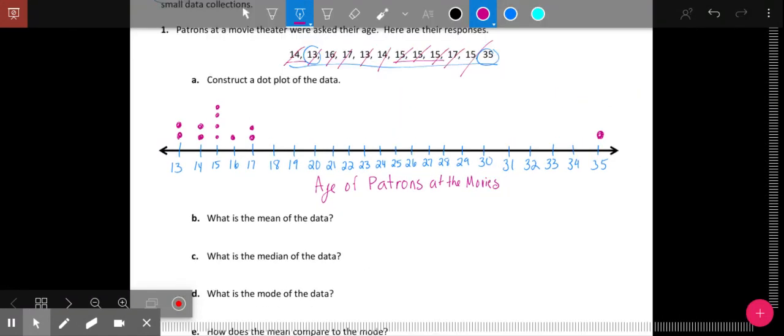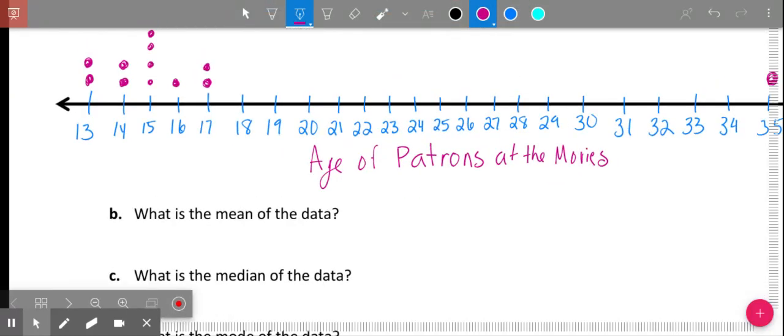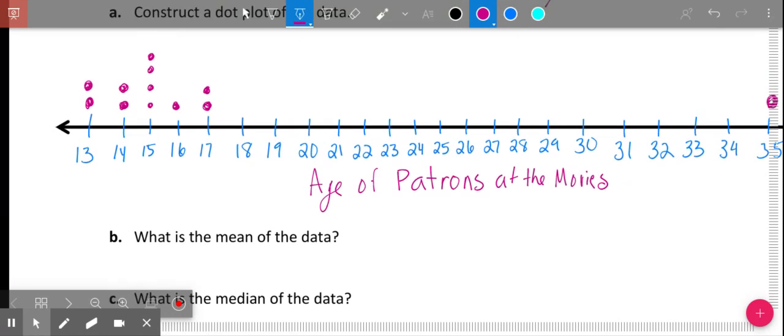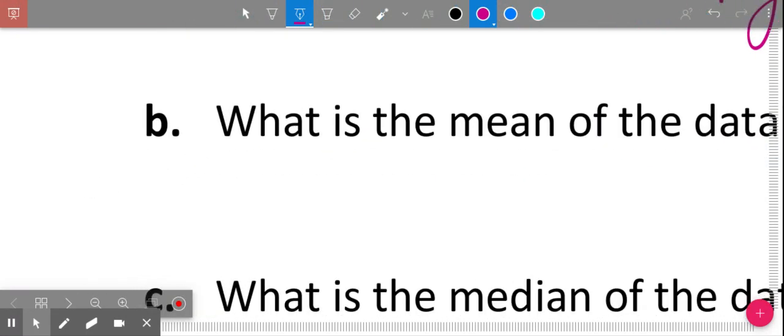Looking at part B, it says, what is the mean of the data? To find the mean, we just have to add up all of our data points. We have 2 data points above 13, so 13 plus 13; 2 above 14, so 14 plus 14; 4 above 15, so we'll have 4 15s added together; plus 16, plus 17, plus 17, and then plus 35. So that's going to equal 199.